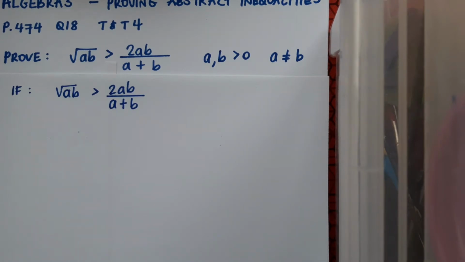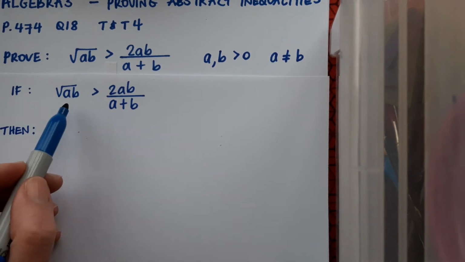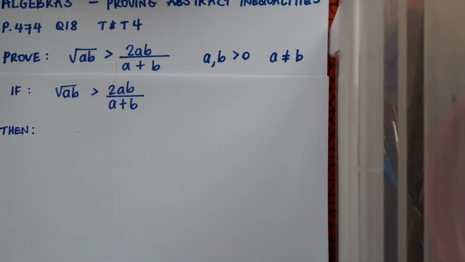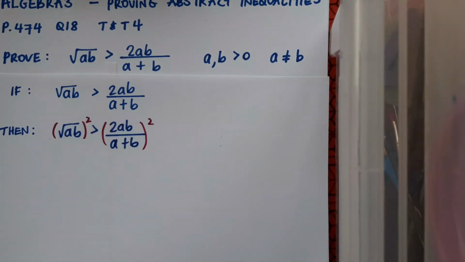So I'm going to start by saying if root AB is greater than 2AB over A plus B. So I'm making the assumption that it's correct initially, and then I'll work with that. So I'll say then, okay, so what can I do? Well, if the left-hand side is bigger than the right-hand side at the moment, then I can square and retain that characteristic. So I'm going to square both sides of the inequality.